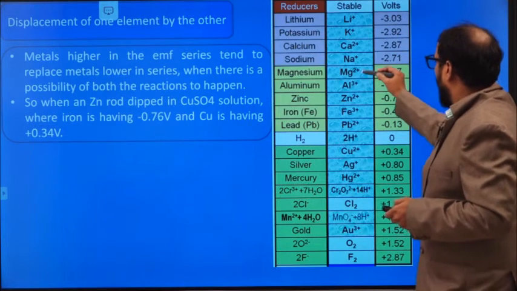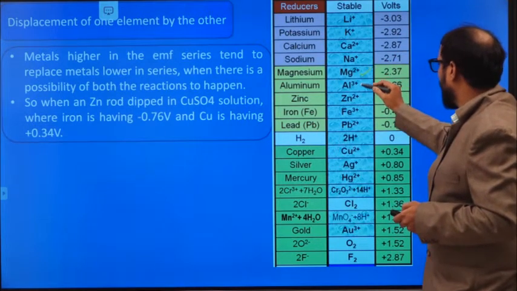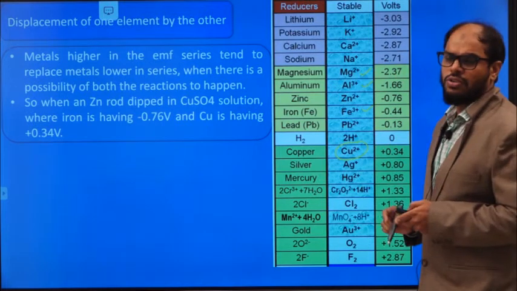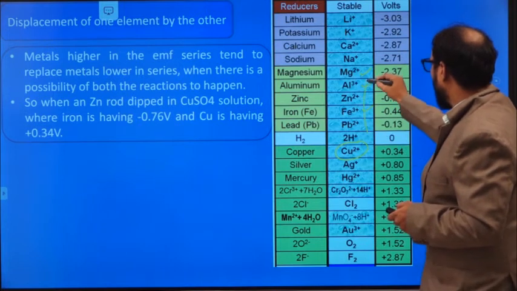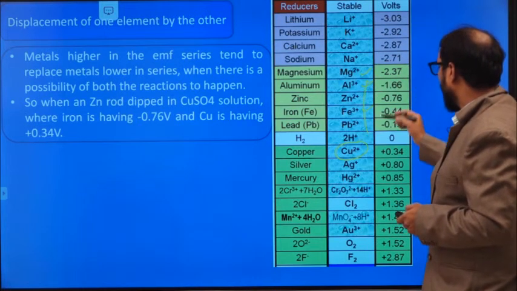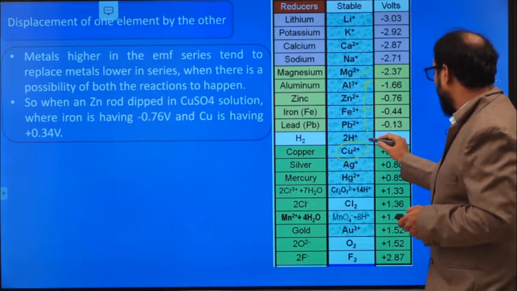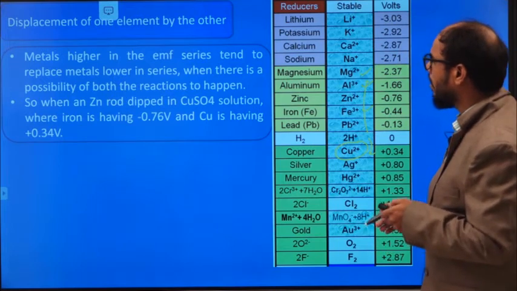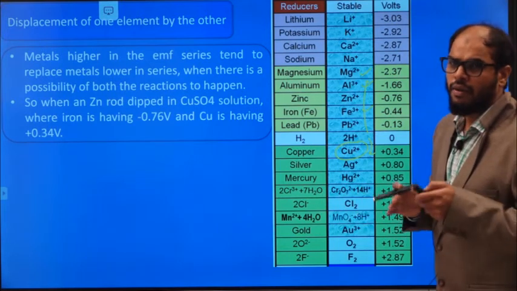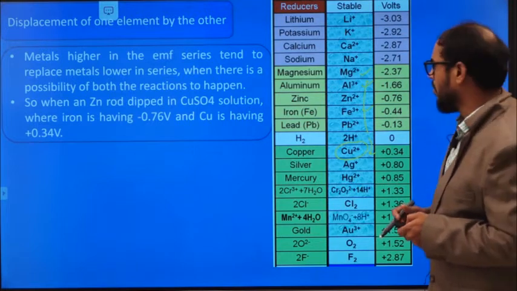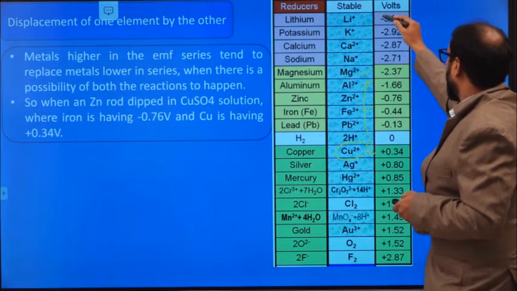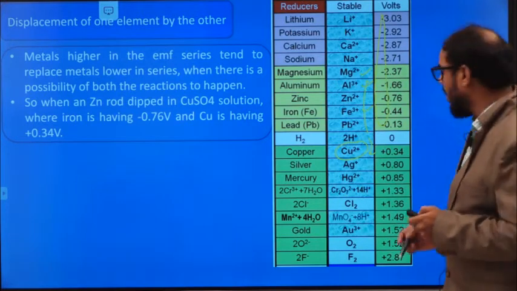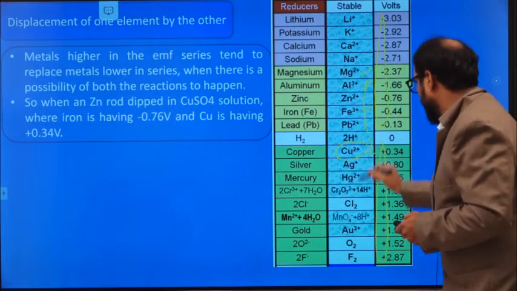Similarly, elements like magnesium, aluminium, and iron can also displace copper from its solution. All the elements above hydrogen can displace the elements below hydrogen in the electrochemical series. So the displacement reaction of one element by another can be easily worked out using the electrochemical series. The elements with negative values will displace the elements with positive values.